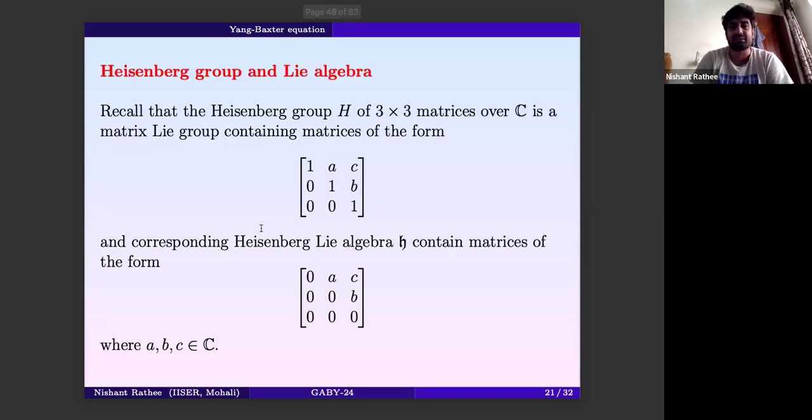Now come to our case. Recall that the Heisenberg group H of 3 cross 3 matrices over C is a matrix Lie group containing these upper triangular matrices with 1, 1, 1 on the diagonal, and it has the Heisenberg Lie algebra as its corresponding Lie algebra. It is a Lie group, of course, and its Lie algebra is given by these strictly upper triangular matrices with the commutator bracket. These are very well known facts.